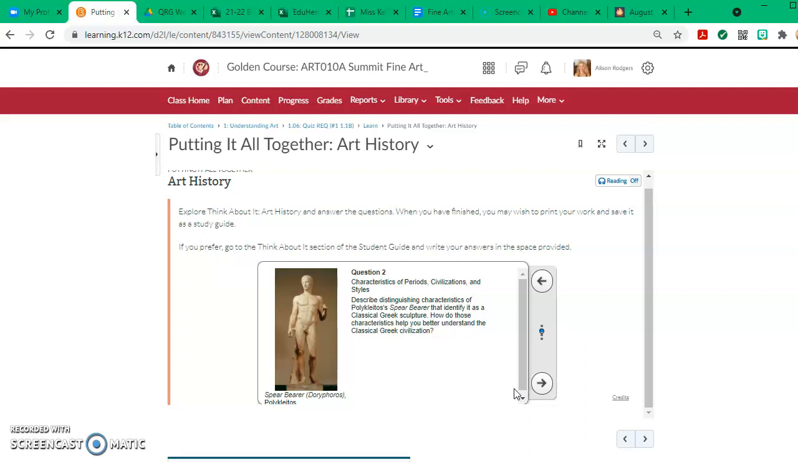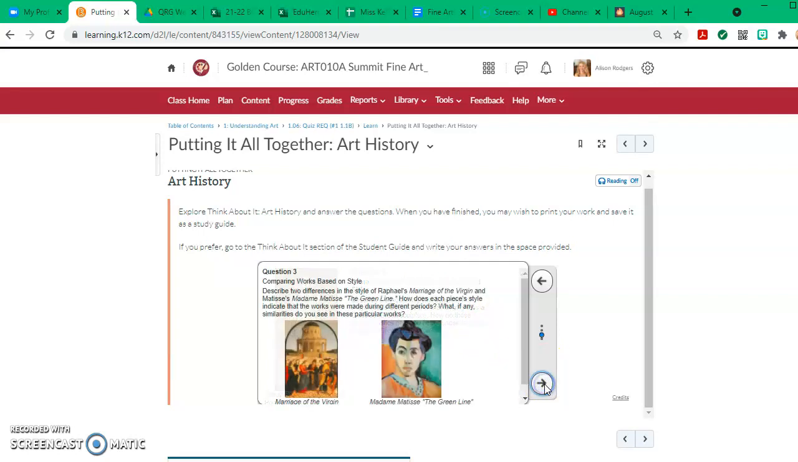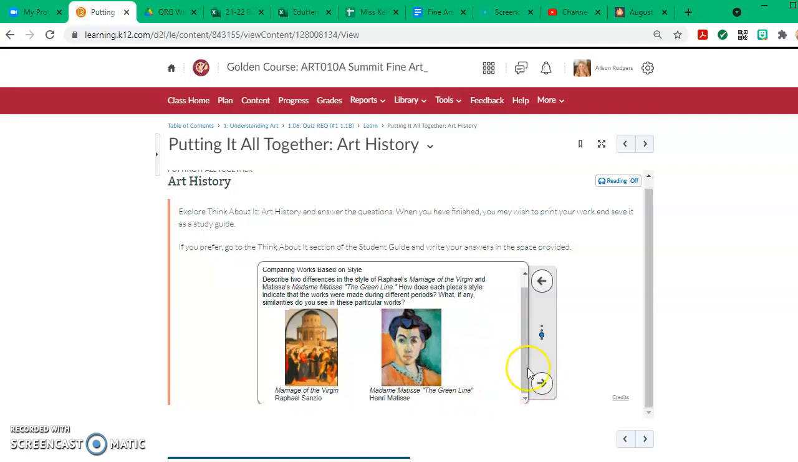Characteristics of periods, civilizations, and styles: describe distinguishing characteristics of Polycletus' Spear Bearer that identify it as a classical Greek sculpture. How do those characteristics help you better understand the classical Greek civilization? Comparing works based on style: describe two differences in the style of Raphael's Marriage of the Virgin and Matisse's Madame Matisse, The Green Line. How does each piece's style indicate that the works were made during different periods? What, if any, similarities do you see in these particular works?